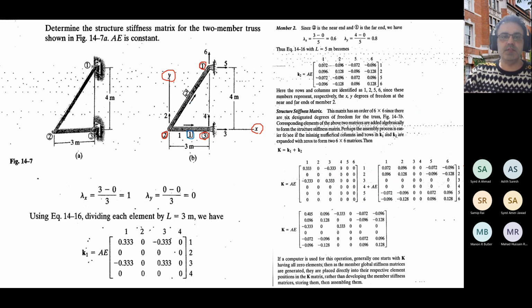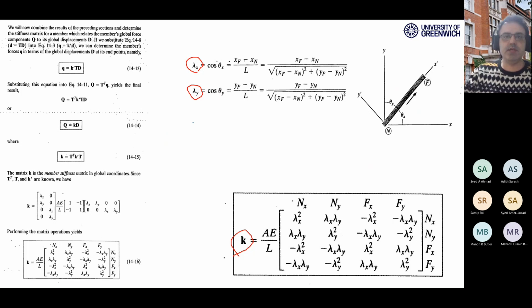For element number 2, the near end is, see the arrow here, joint 2 and the far end is joint 1. So when you know the near end and the far end joints, you can go to lambda x and lambda y and just calculate the difference of the x coordinations for the far end and near end, and the y coordinations for the far end and near end, over, divided by the L, obviously.